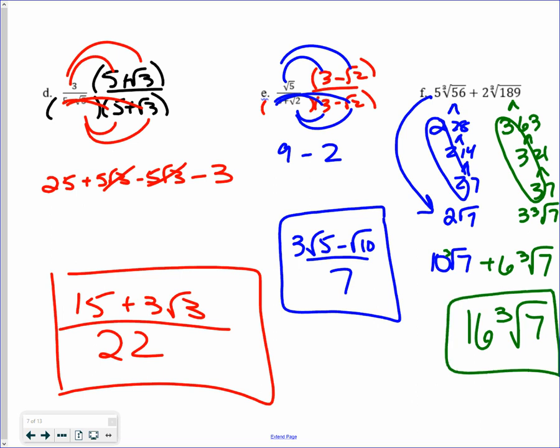So you're only allowed to add together radicals that have the exact same radicand and exact same index. So I end up with the cube root of 7 and cube root of 7. I can add those two together.